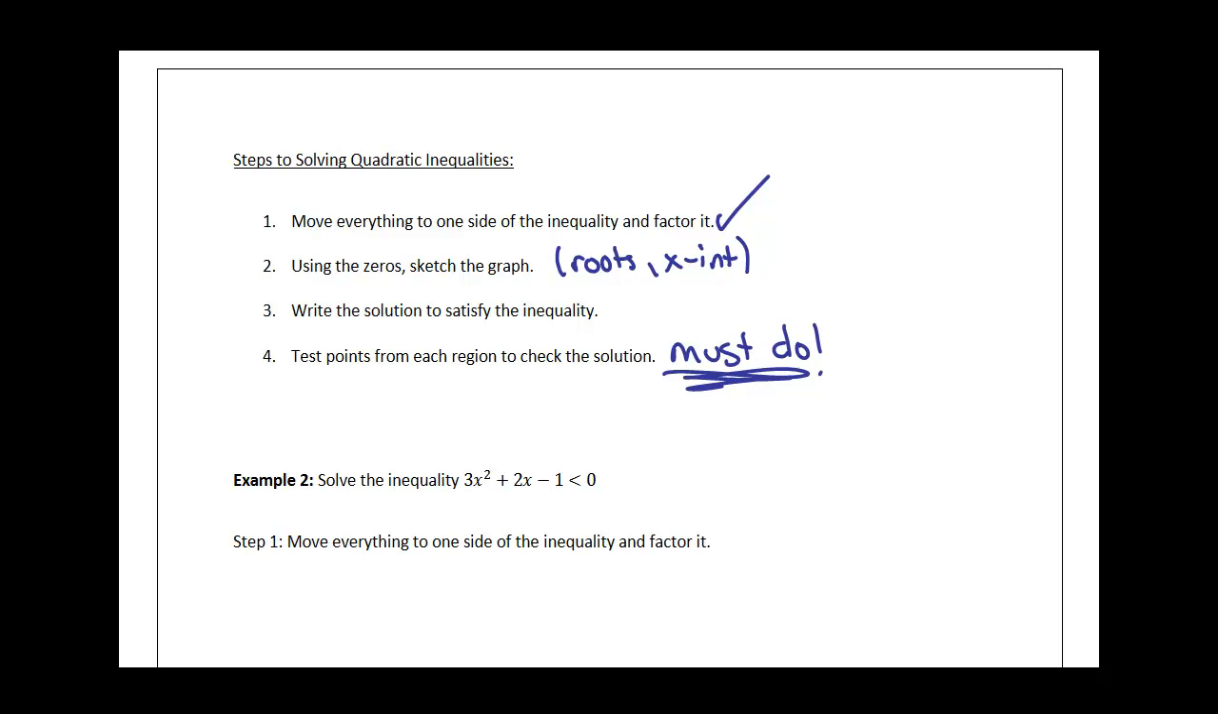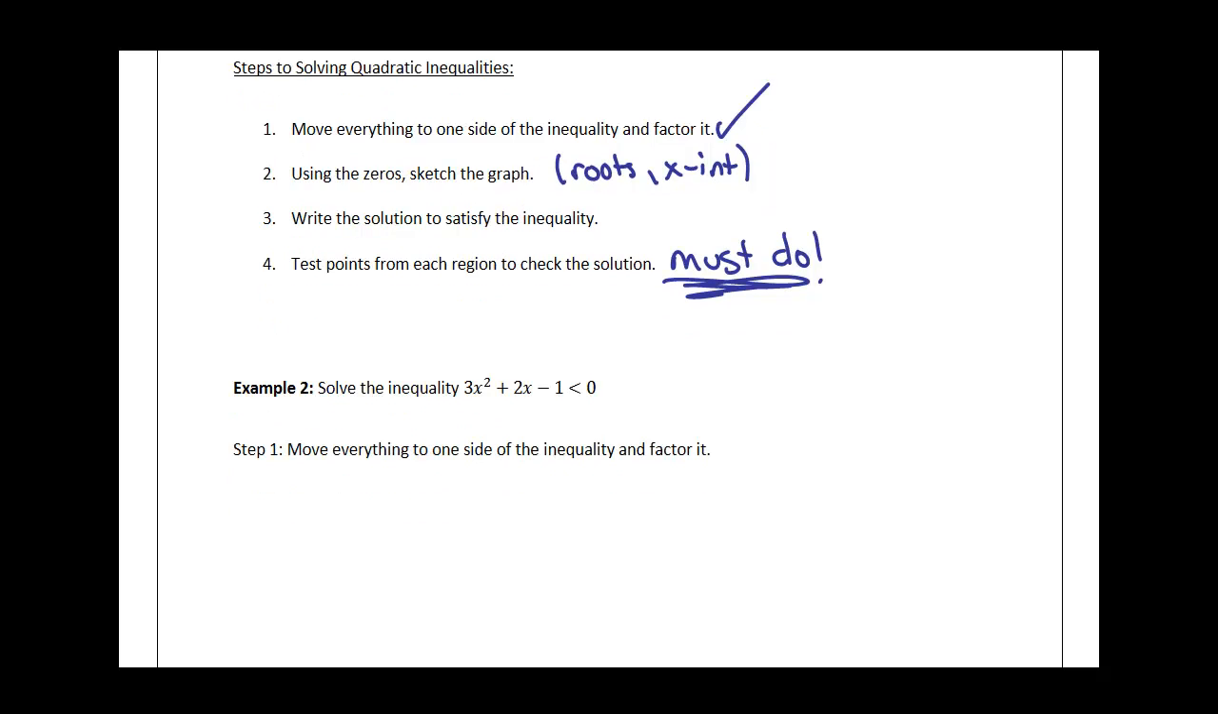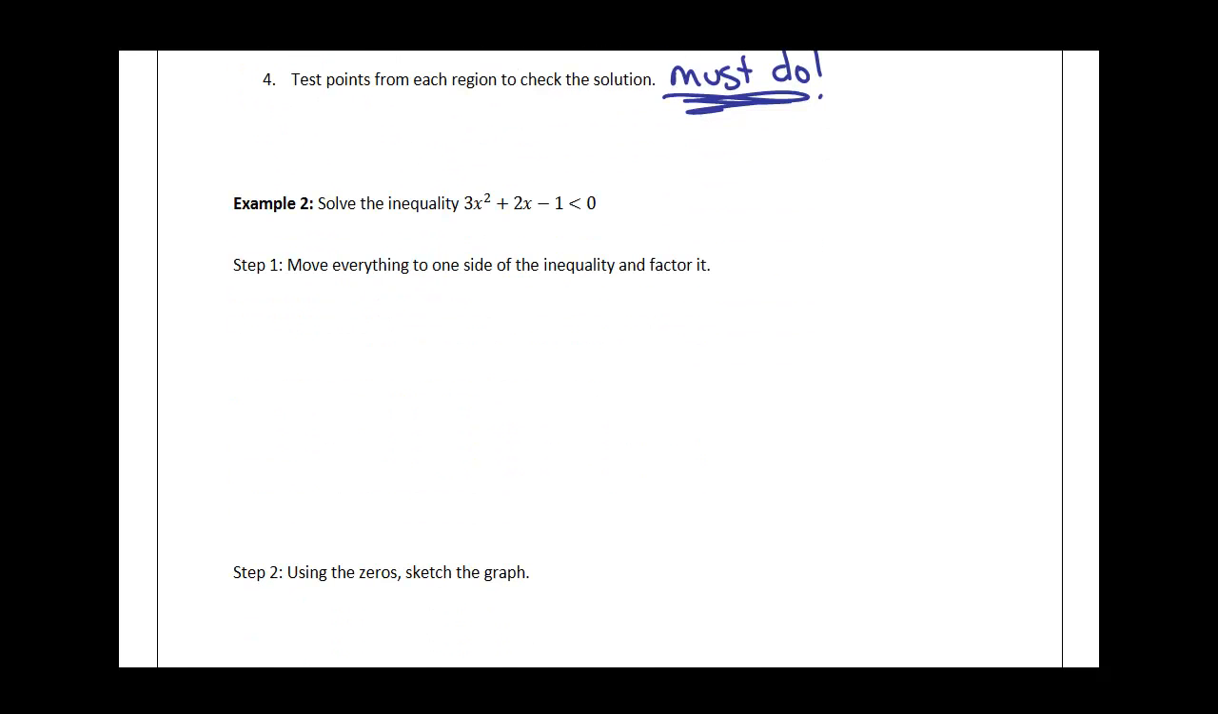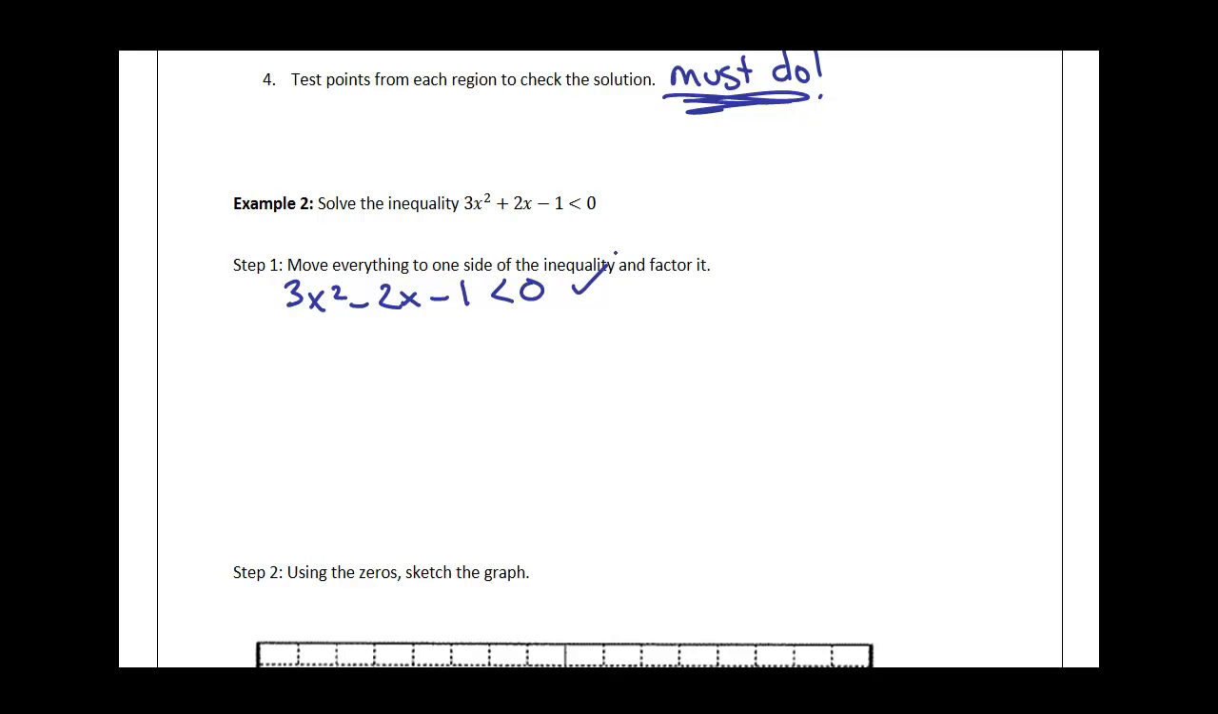So let's just go through a couple examples and get a better feeling of how to solve the quadratic inequalities. Example 2. Solve the inequality 3x squared plus 2x minus 1 is less than 0. So our first step says move everything to one side of the inequality and factor it. Well, luckily enough, it's already done that for us. So let's just go ahead and rewrite it. We have this. So that's done.